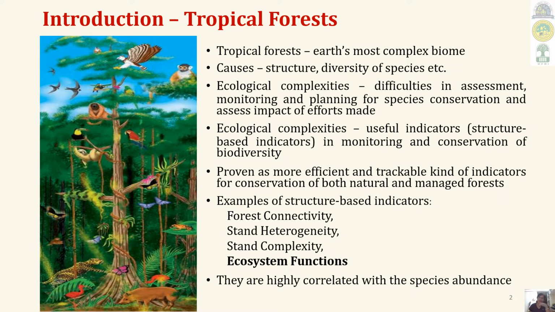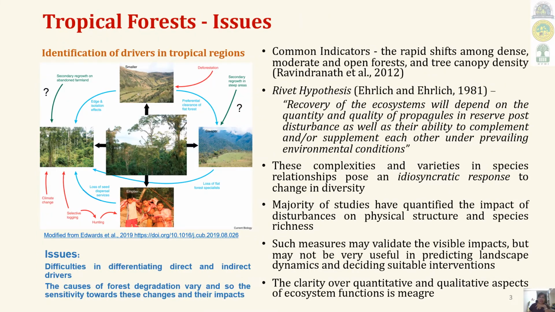The reason for using these structures as indicators is that they are highly correlated with species presence and abundance. One of the most common indicators used in the tropics at present is canopy density, which is monitored as the change or shift in dense, moderate, and open forest cover. According to the rivet hypothesis, recovery of degraded forest depends upon the quantity and quality of propagules available in the area. Therefore, the features in and around the forest are also important.